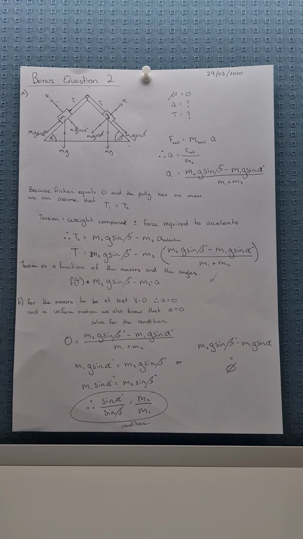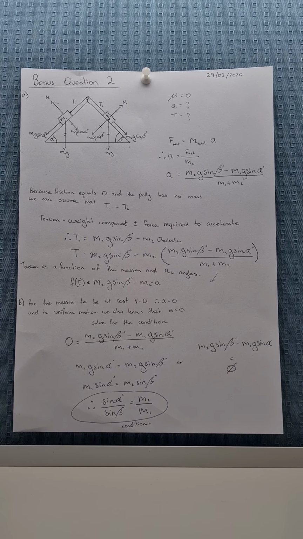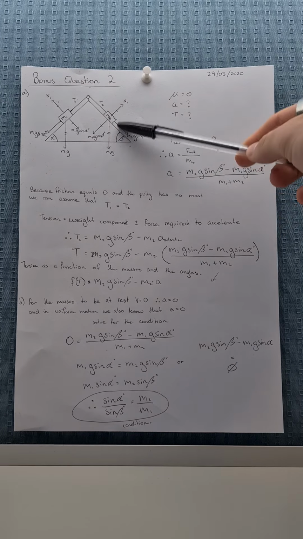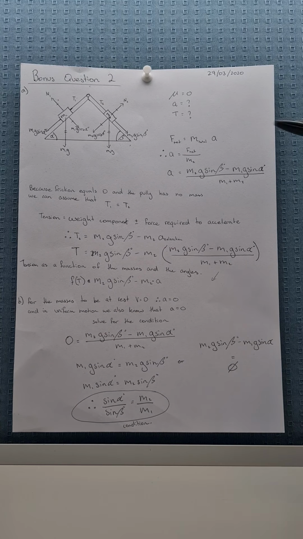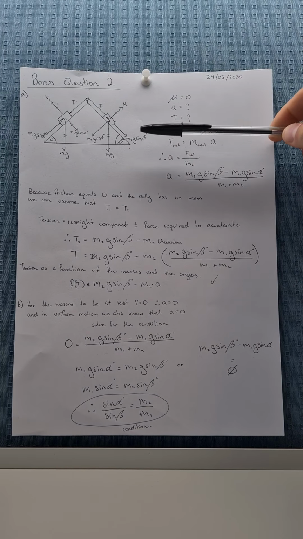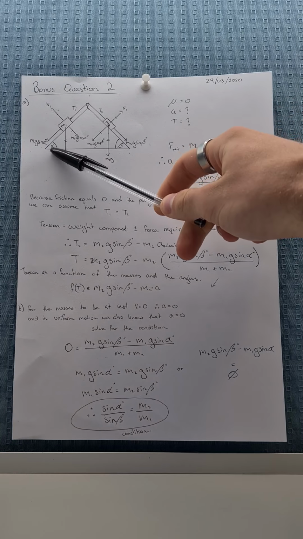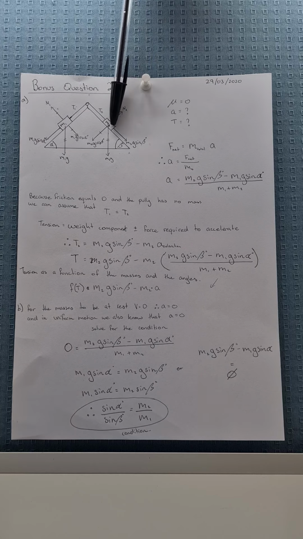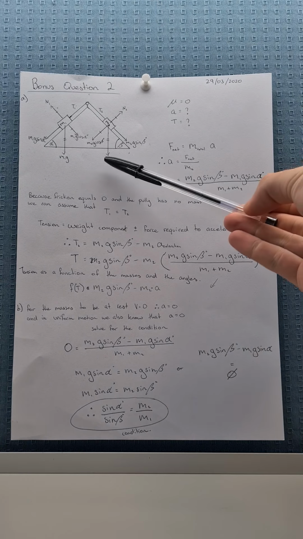Okay, so this is my solution to the bonus question number 2. In the diagram, as you can see here, we have mass 2 and mass 1 with the angle beta and angle alpha. So the force acting upon it due to gravity is mass times gravity.